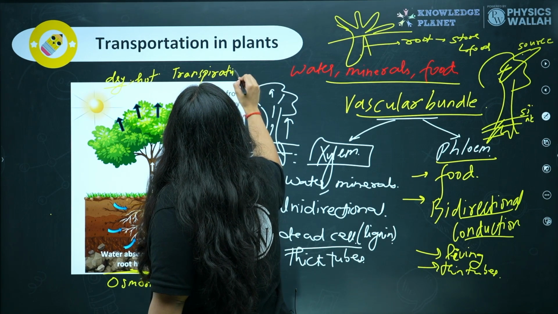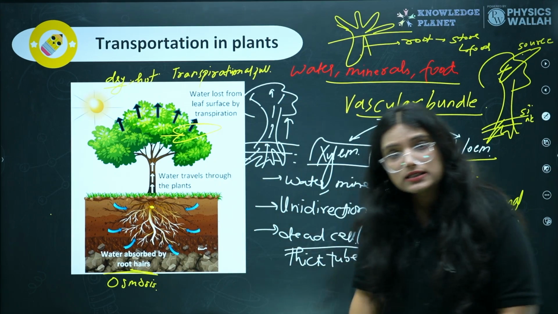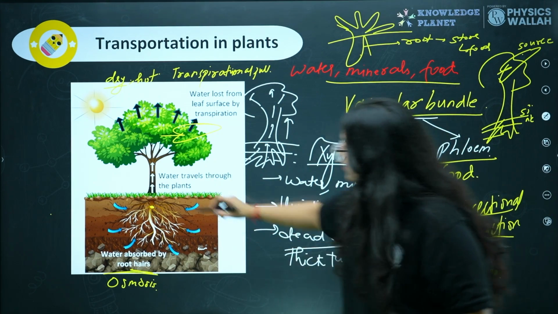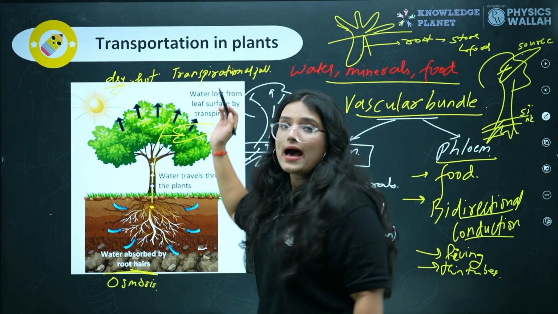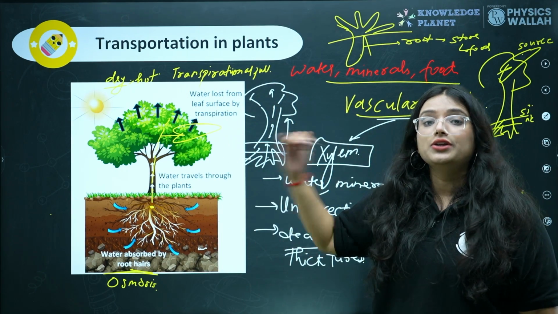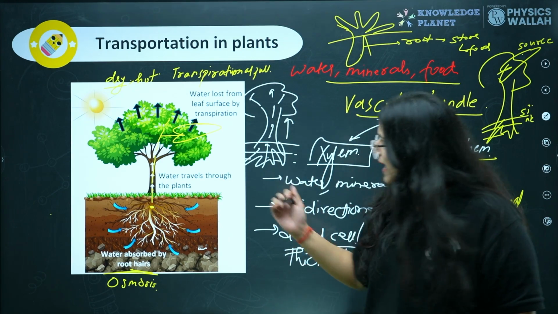Transpirational pull. Okay, so they are creating a transpirational pull. Because of that, the water starts to move upwards. Okay, and that's how the water reaches the leaves from the soil. Okay, now next is the food.